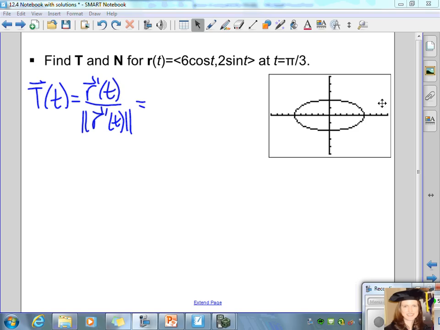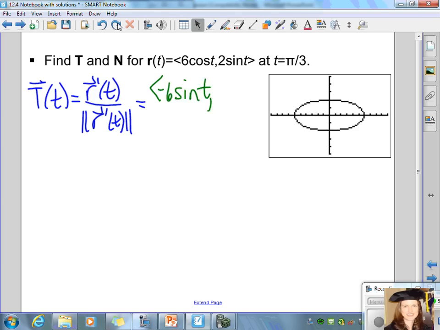Now what I've done here is I've sketched the graph of the path of r of t using the parametric mode on the graphing calculator, entering x equals 6 cosine t and y equals 2 sine t. If we want to find the unit tangent vector, we do that by taking r prime and dividing by the magnitude of r prime.